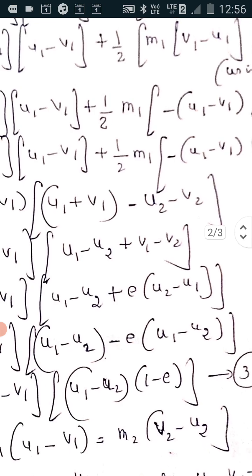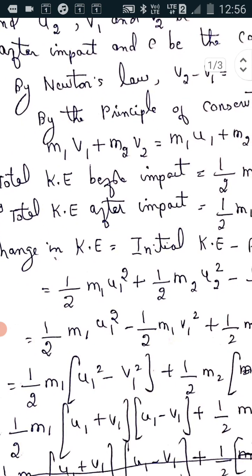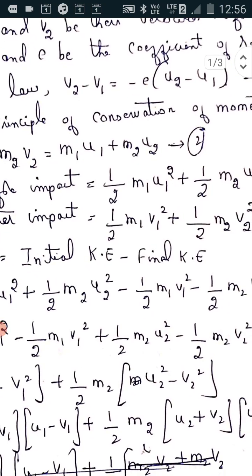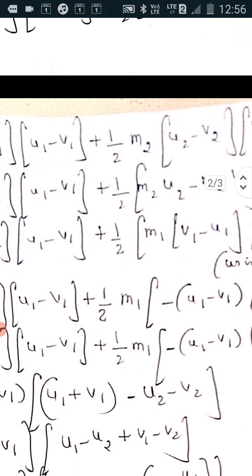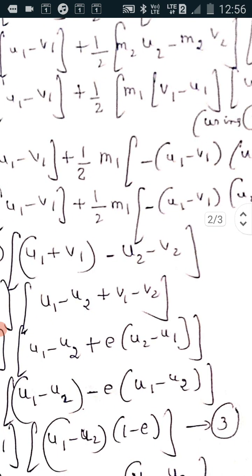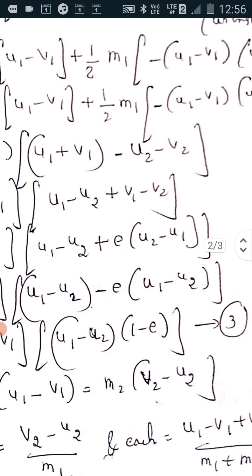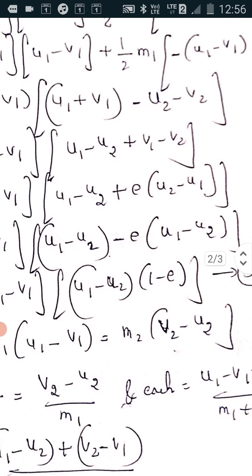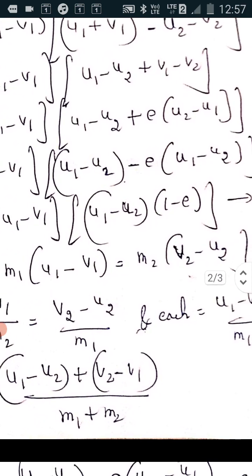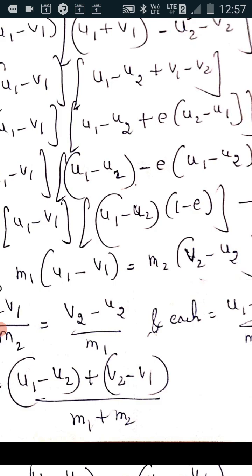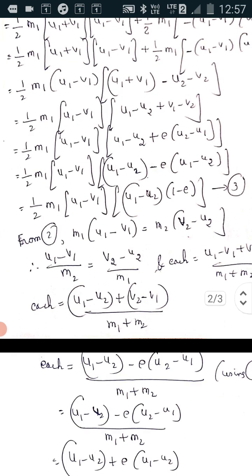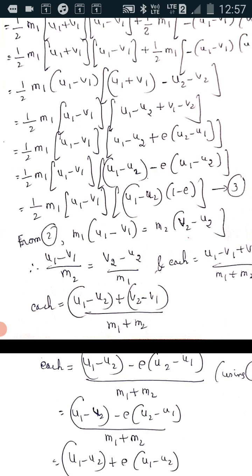But for v1 minus v2, by the coefficient of restitution, we have v2 minus v1 equal to minus e into u2 minus u1. So instead of v1 minus v2, we can write plus e into u2 minus u1. Taking minus e outside, inside the bracket I will get u1 minus u2. By the method of factorization, we can write u1 minus u2 into 1 minus e.